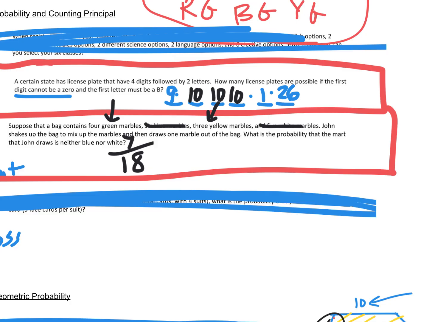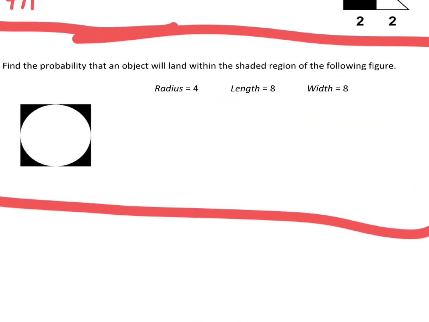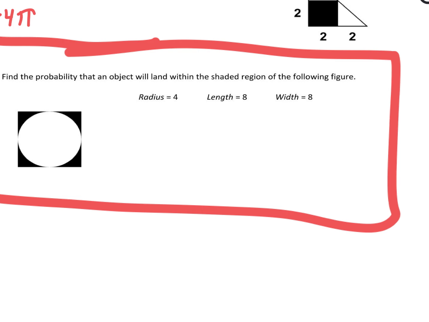Okay, good. Next up, this one. So what you want and what's possible are always key.